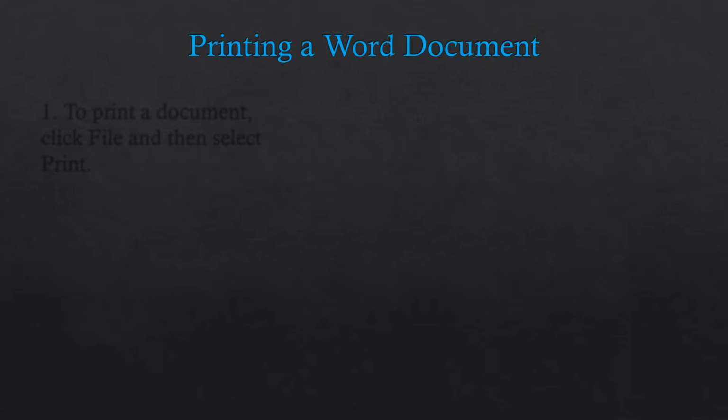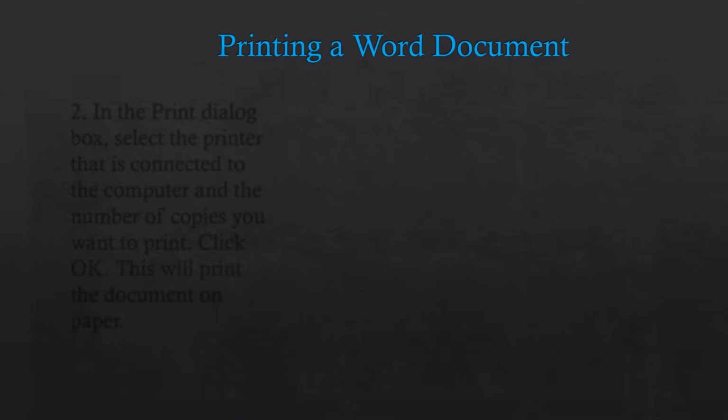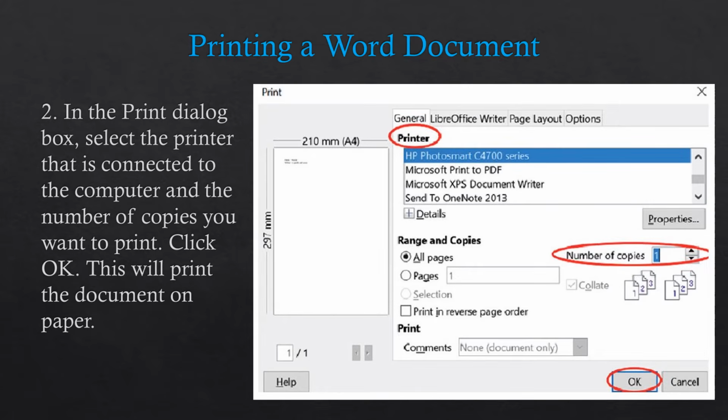For printing a Word document, the first step is to click Print in the File menu or use the shortcut key Ctrl+P. Then the print dialog box will open, in which you have to select the printer which is connected to the computer, and you also have to select the number of copies and various other options that are available in the print dialog box, if you want to change them. After changing all the required options, you have to click on OK. This will print the document on the paper.